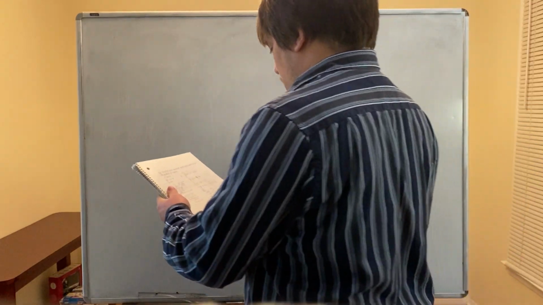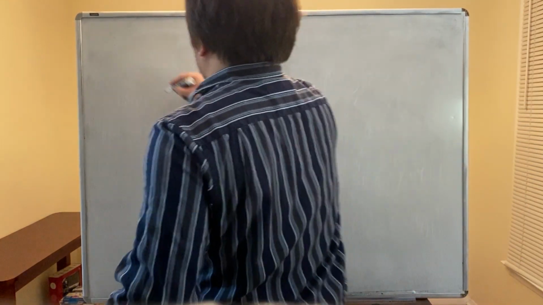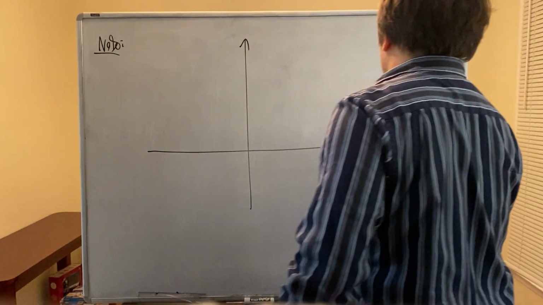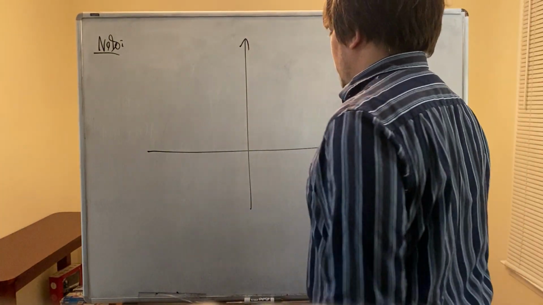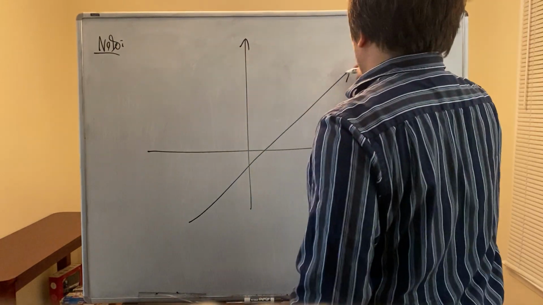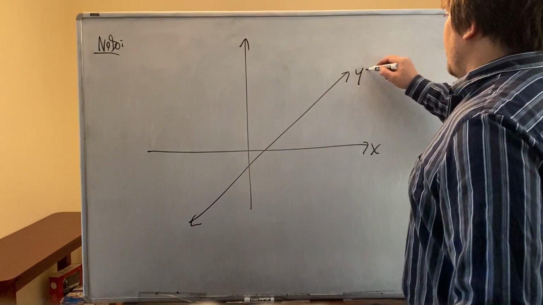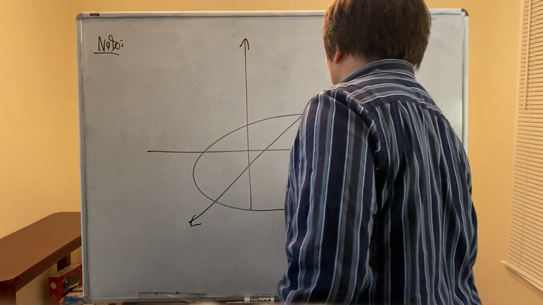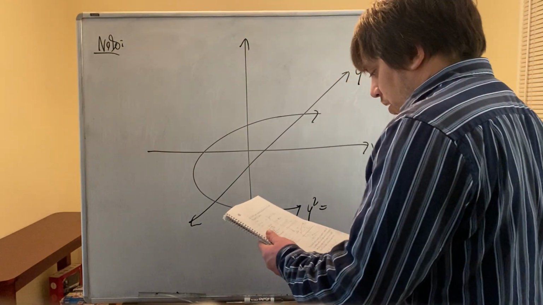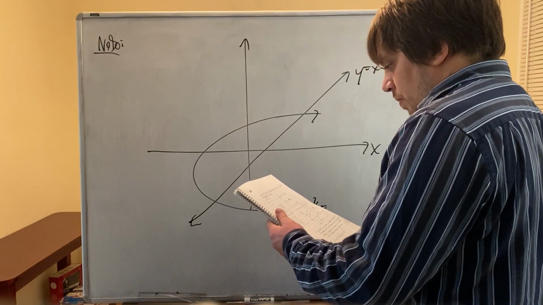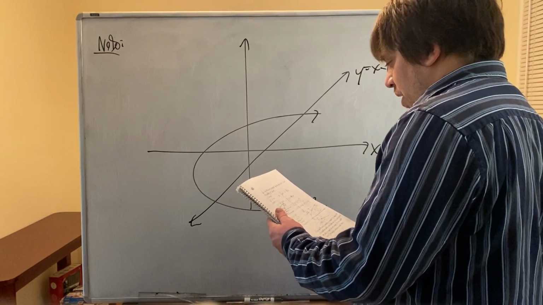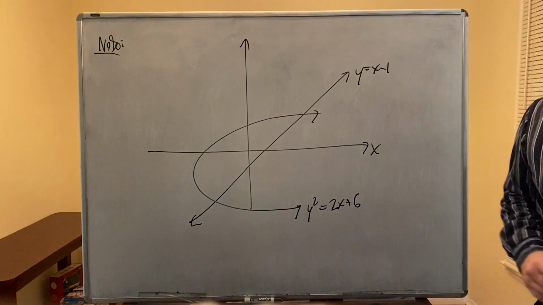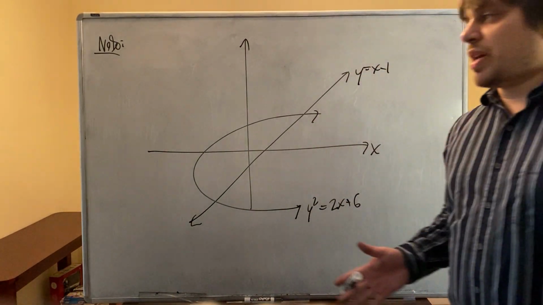Okay, so just as a note as to why we solved that problem the way we did. If we look at the same functions again, y equals x minus 1, and the parabola y squared equals 2x plus 6, right?